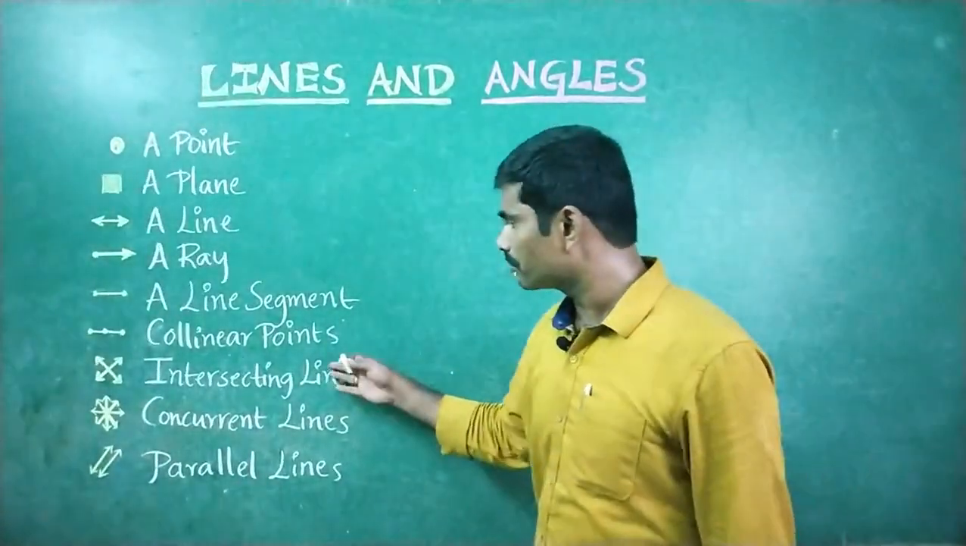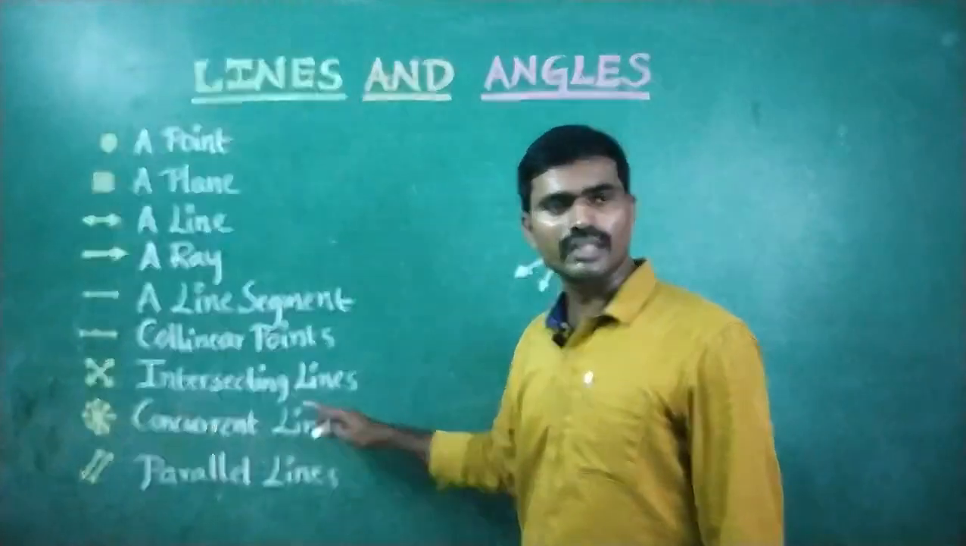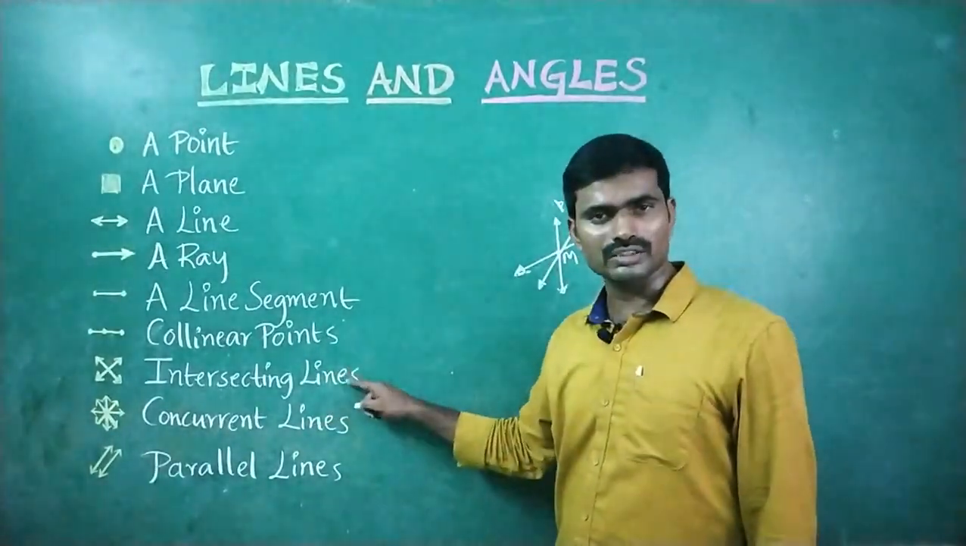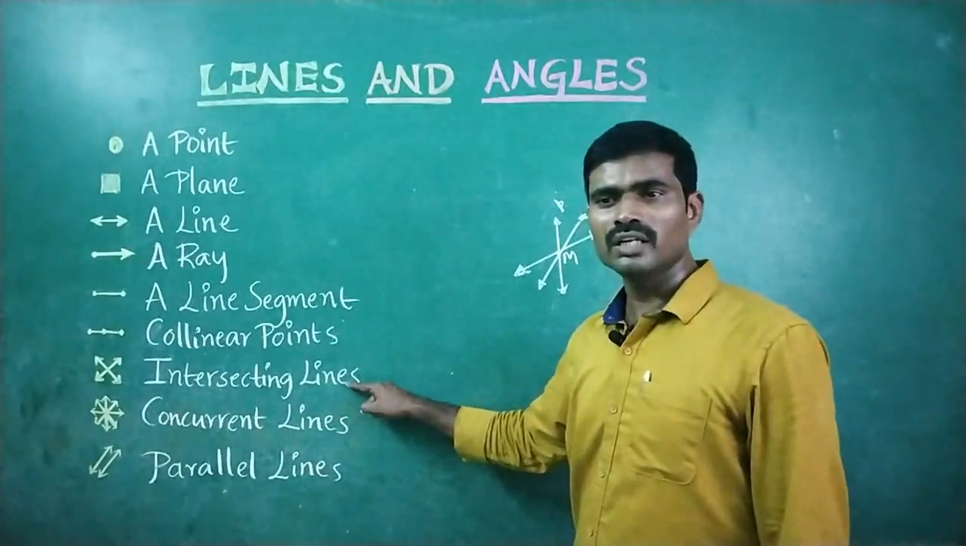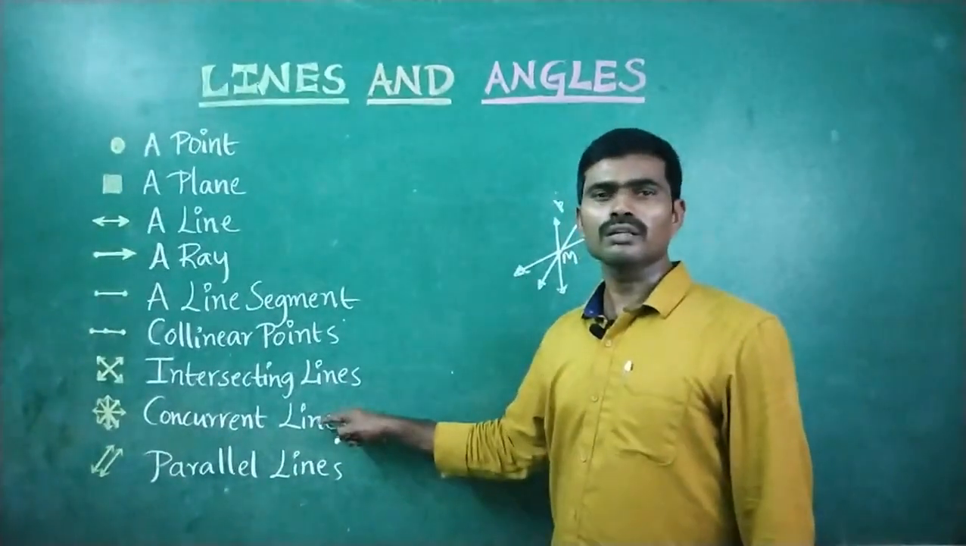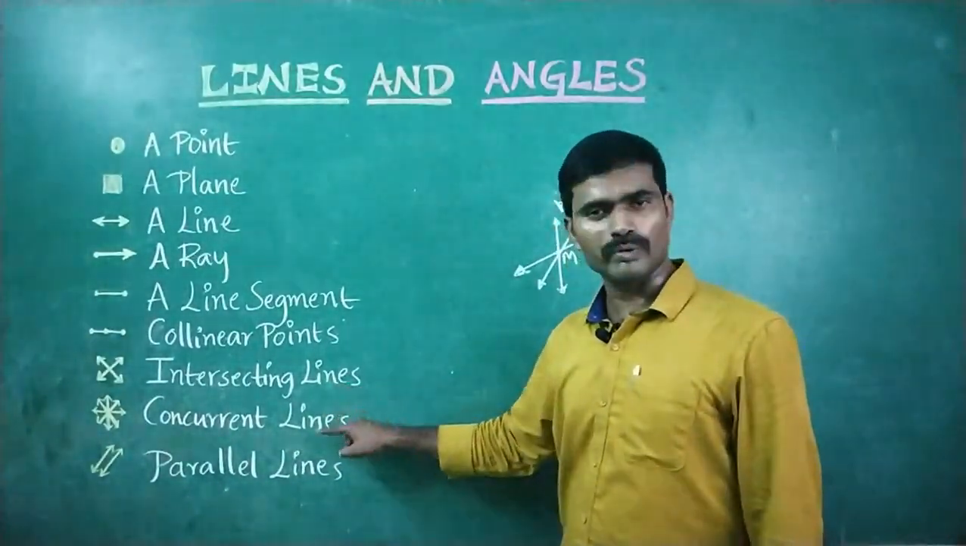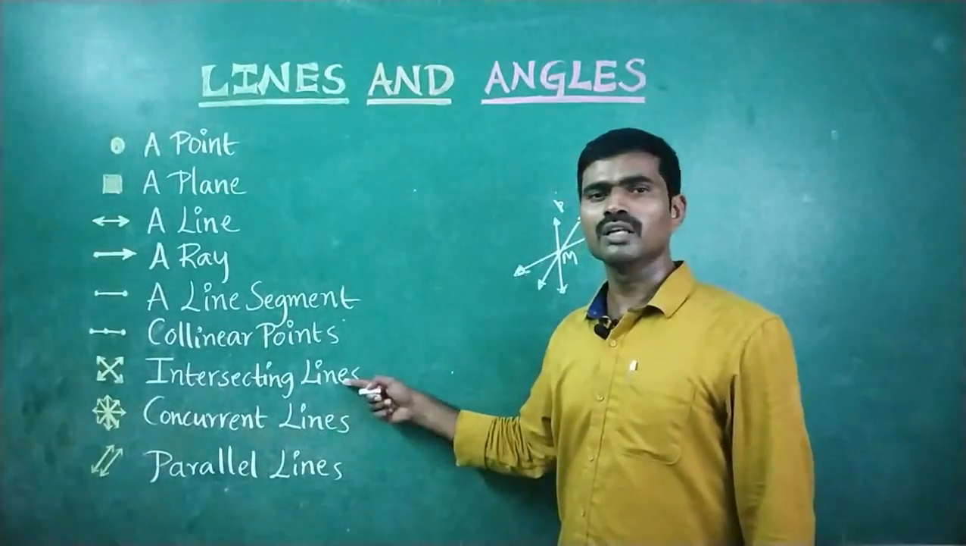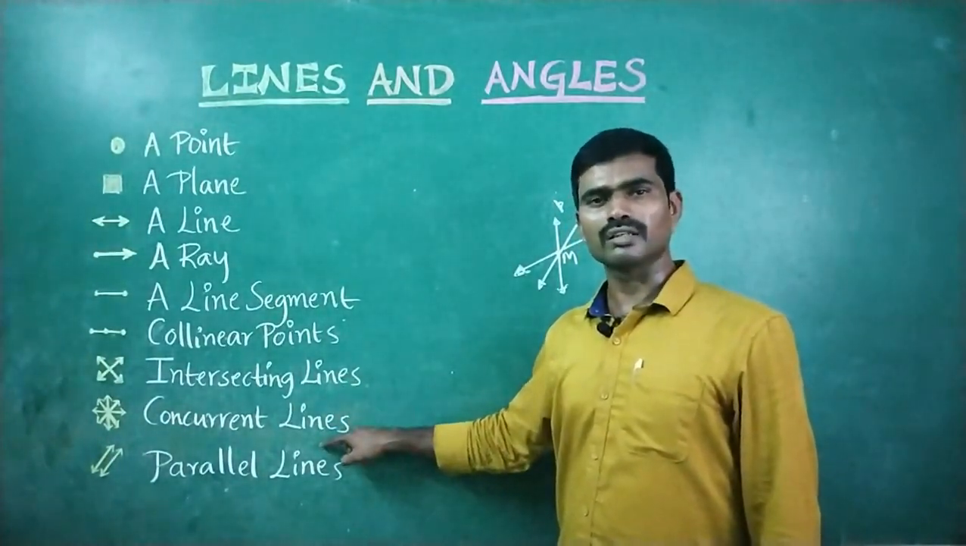There is a lot of difference between intersecting lines and concurrent lines. Here only 2 lines. Here 3 or more lines. Keep in your mind, there is a difference between intersecting lines and concurrent lines.